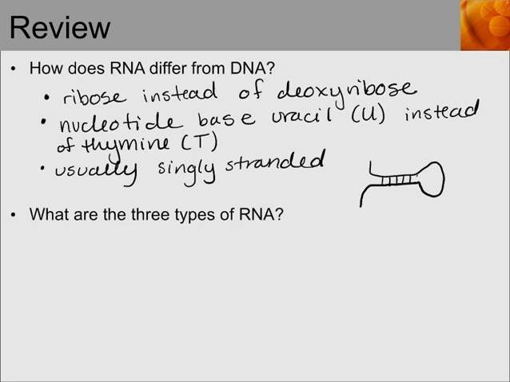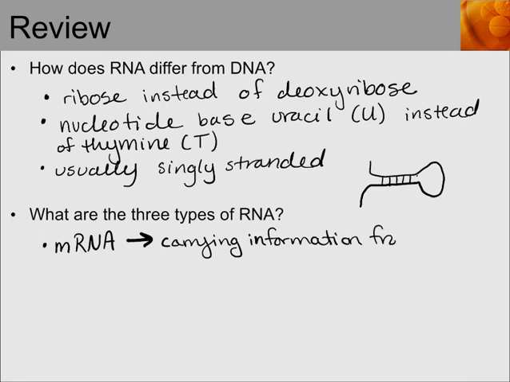So what are the 3 types of RNA? We said that we have messenger RNA, mRNA, where the m is lowercase. This is going to carry genetic information from DNA to the site of protein synthesis. So it literally is a messenger, right? It's carrying information from DNA to the site of protein synthesis.